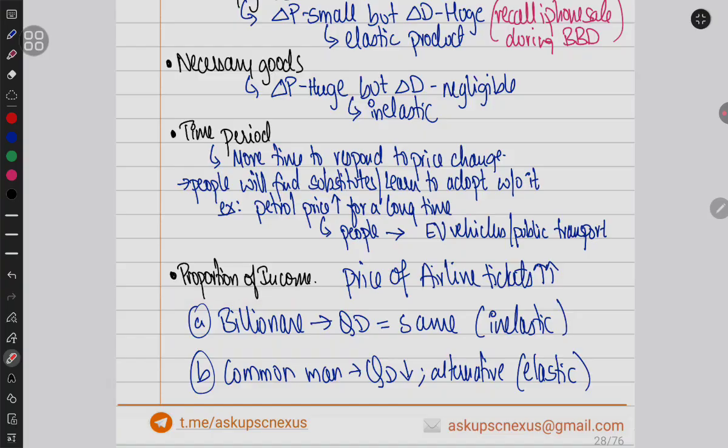Another comes proportion of income. Suppose the price of airline tickets was earlier 10,000, now it has become 5 lakh. Okay, earlier, suppose there is no difference between you and Ambani, because his money is in crores. So if he spends 1 lakh or 5 lakh, it doesn't matter to him. Therefore for him it is inelastic. But for a common man like you and me, quantity demanded will get reduced. Therefore we'll find alternatives like train or bus, right? So the same good may be inelastic or elastic based on the proportion of income.